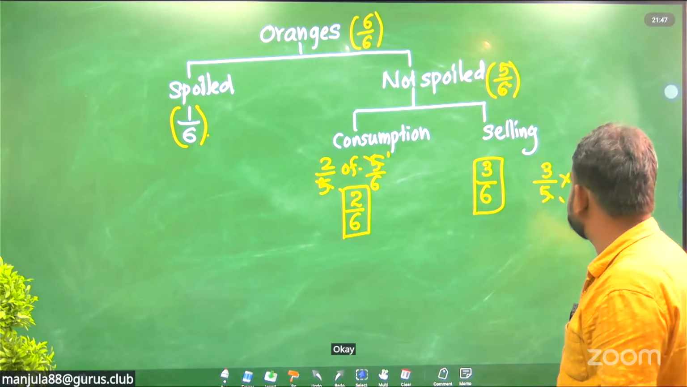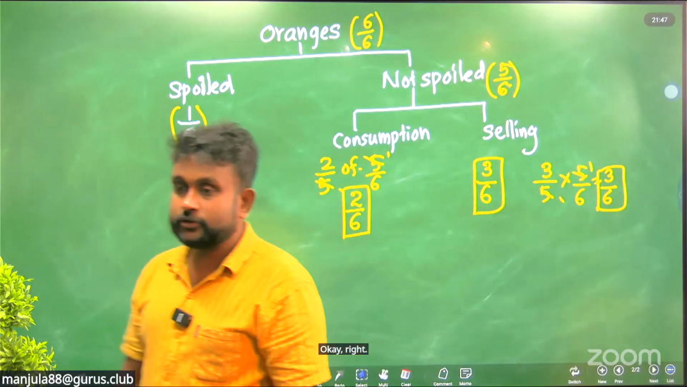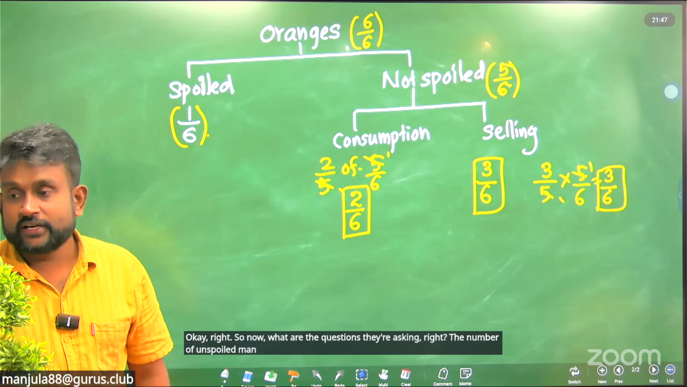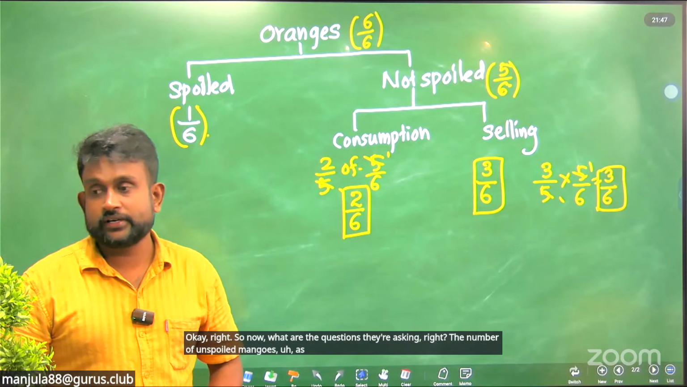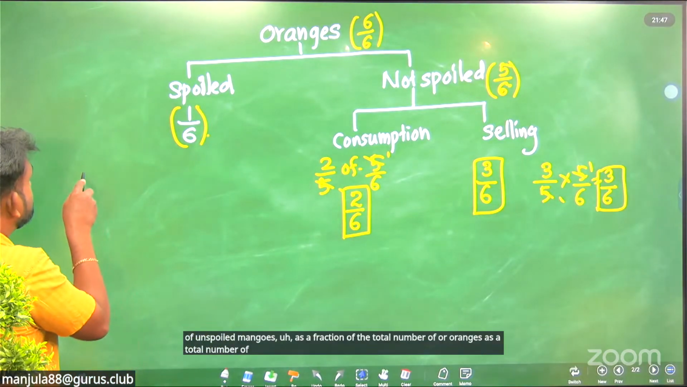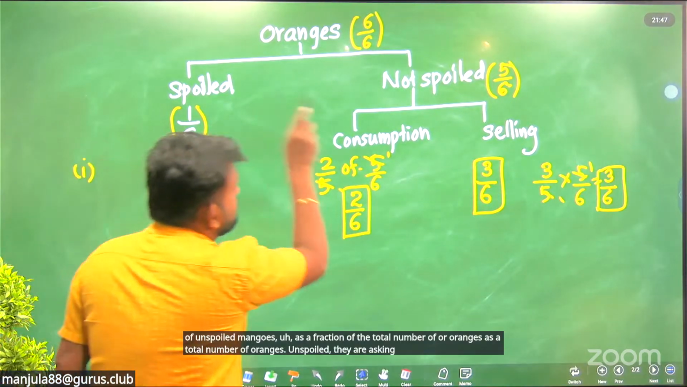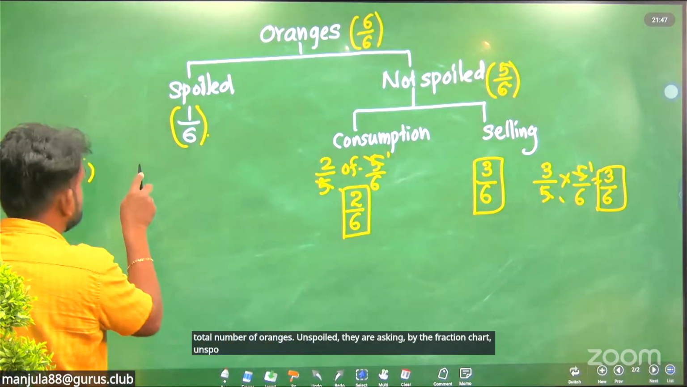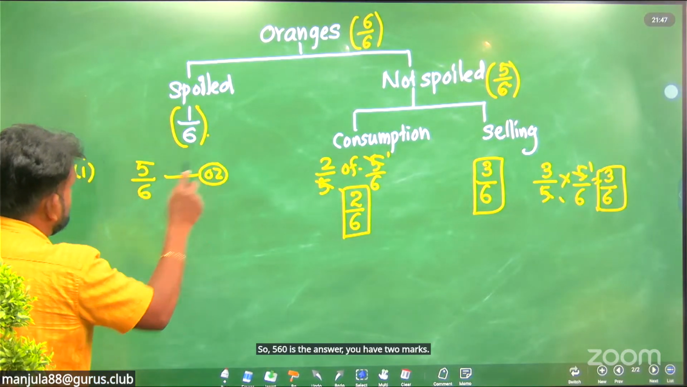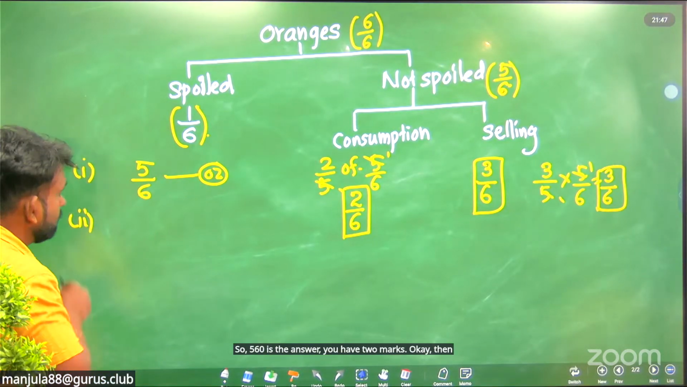Okay, right. So now what are the questions they're asking? Write the number of unspoiled oranges as a fraction of the total number of oranges. They are asking for unspoiled by the fraction chart. Unspoiled is 5/6. So 5/6 is the answer. You have 2 marks.